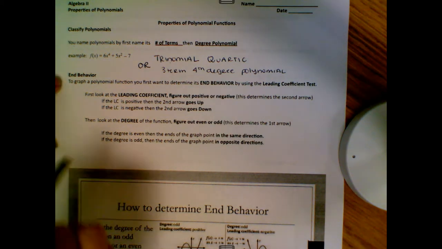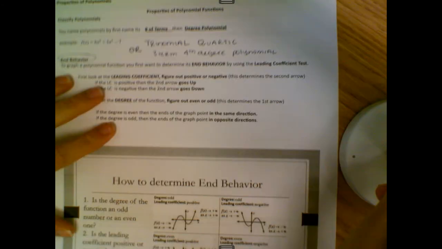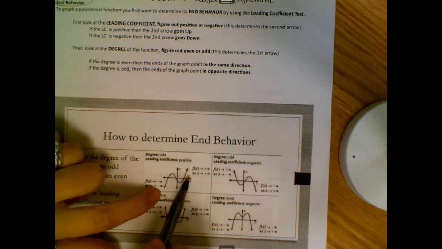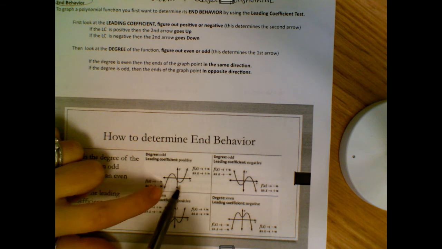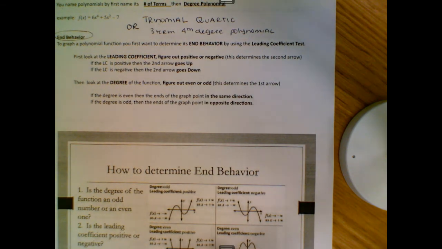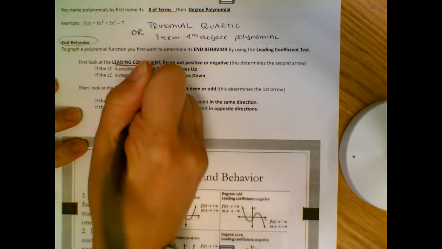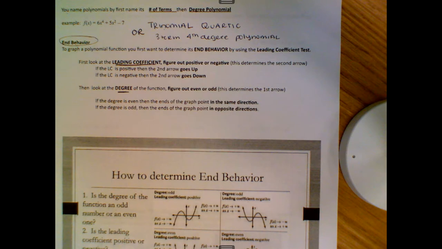We're also going to describe end behavior. So end behavior is, if you were looking at a graph, what do the ends do? Who cares about what the middle does? What do the arrows at the ends do? So in order to do that, you have to look at 2 things. You have to look at the leading coefficient and the degree. So we're going to be working on labeling the leading coefficient and degree of each polynomial.